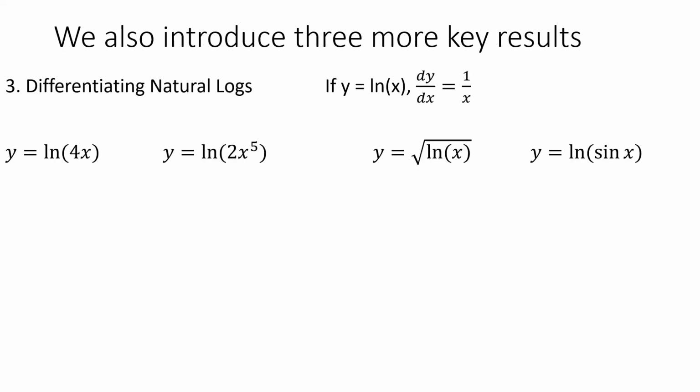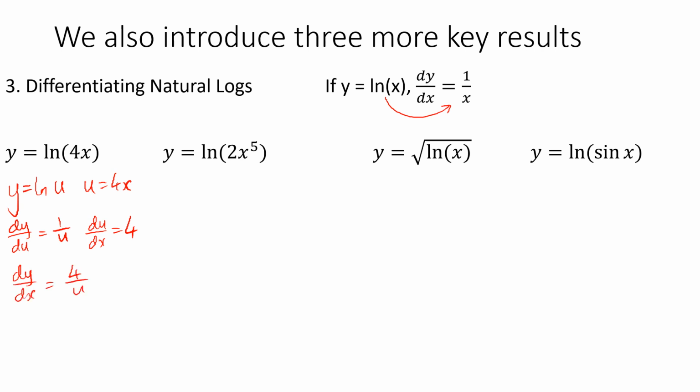And the third key result that we're going to introduce is probably the simplest. If you've got ln x, it differentiates to 1 over x. Let's see how that applies with chain rule. If we've got y equals ln of u here, u equals 4x, and dy du is just 1 over u, and du dx is just 4. Multiply them together, we'll get our dy dx is 4 over u, and then we want to sub in what we know, so this is 4 over 4x. It does actually simplify to 1 over x, which is cool.